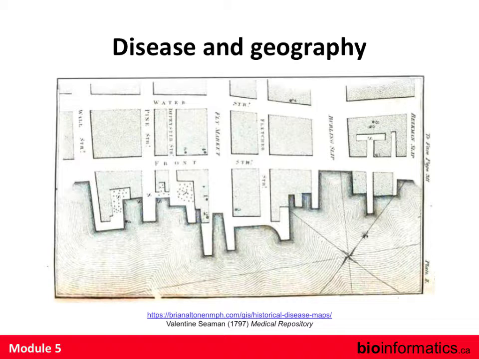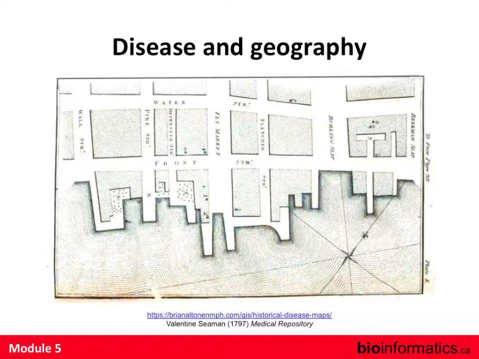And this was a fellow named Valentine Seaman, who was a medical doctor, I think it's what they're called, in New York City, and published an article in 1797, a medical repository, looking at something similar. The focus of his investigation was yellow fever. So this is a dock in New York City, or a series of docks in New York City. That's Front Street, that's Fly Market. And the idea is that in 1797, or slightly before, there were outbreaks of yellow fever that happened.